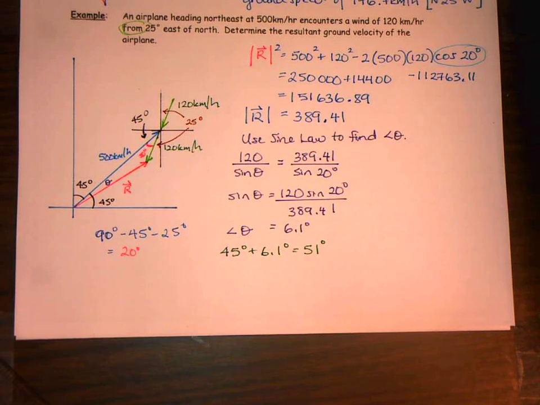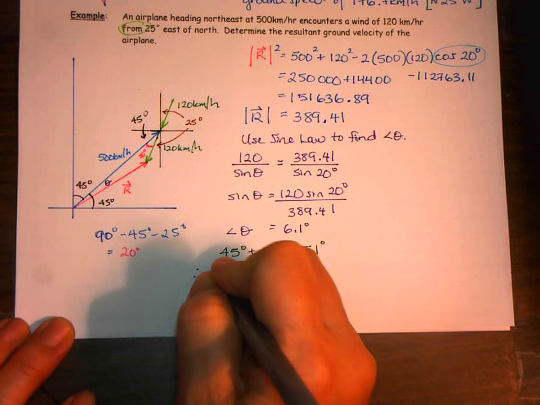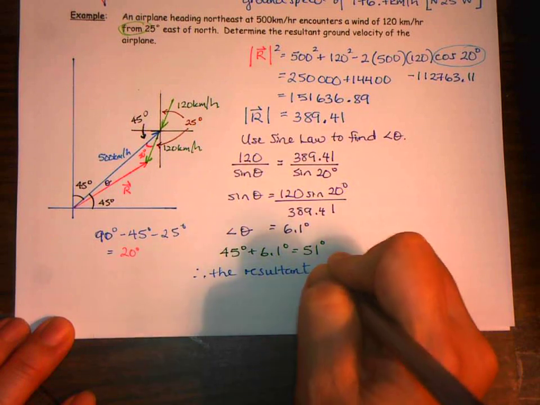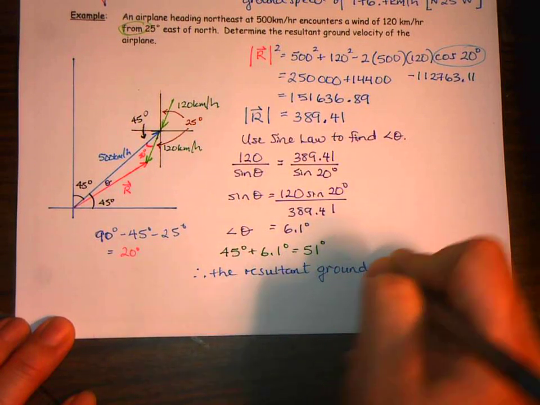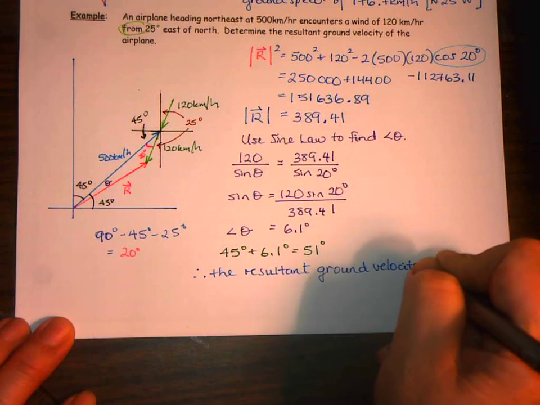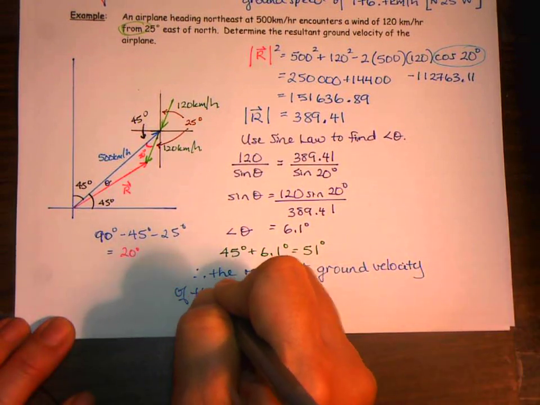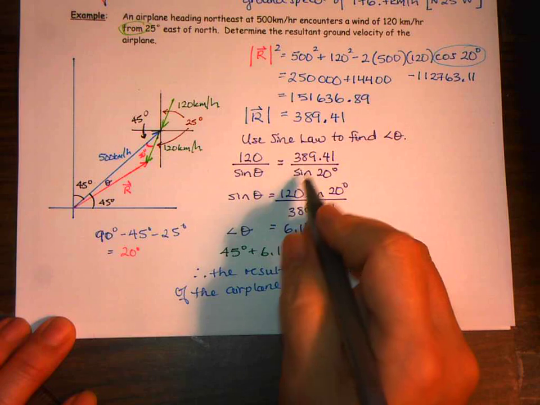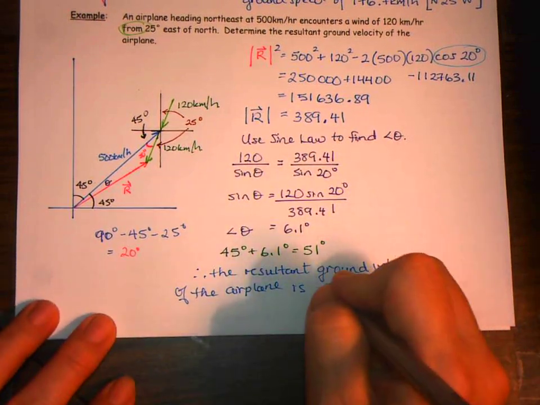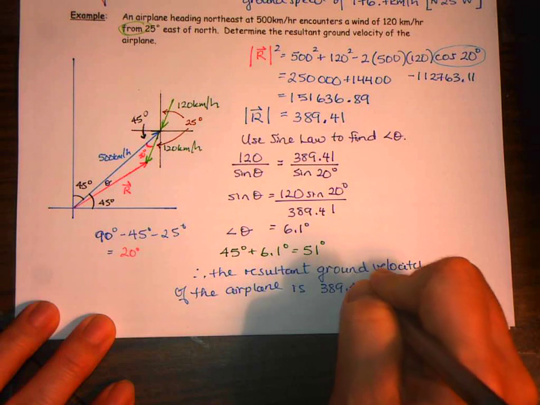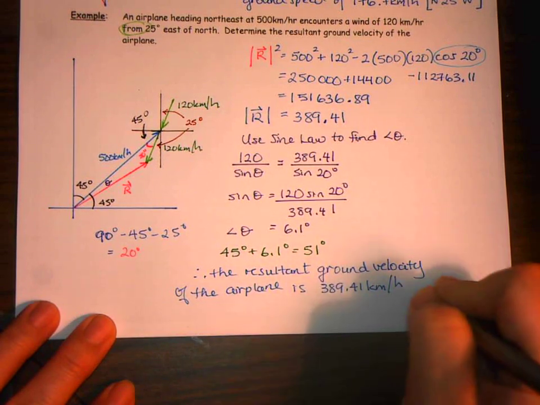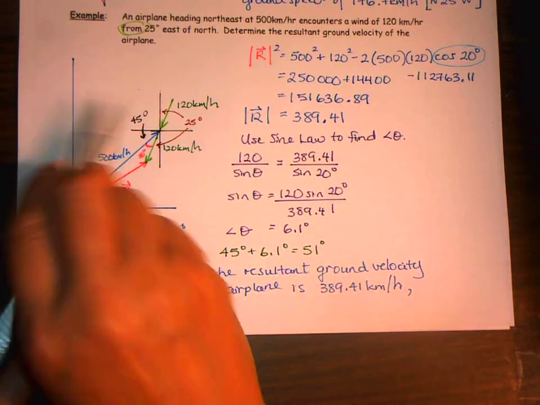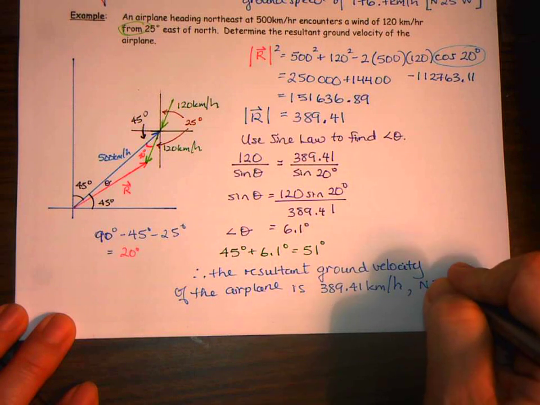And therefore, the resultant ground velocity of the airplane is 389.41 kilometers per hour in the direction of 51 degrees east of north.